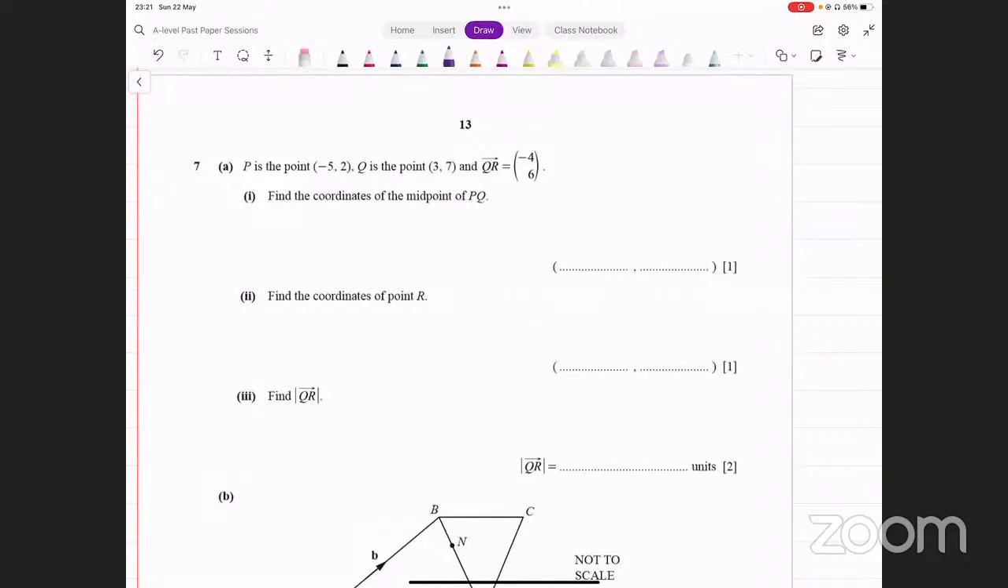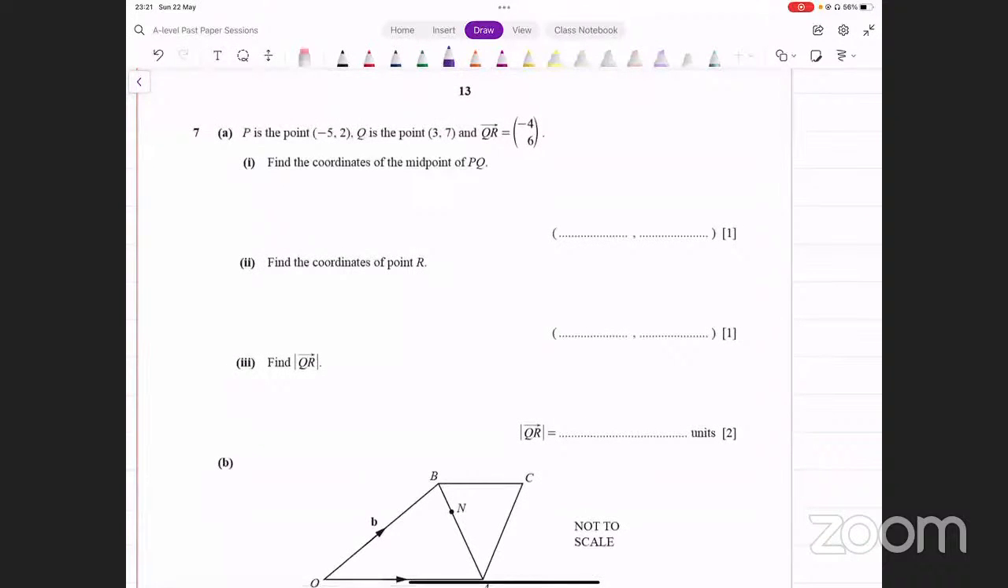Okay, so this looks like vectors. P is the point (-5, 2). Q is the point (3, 7). And the vector QR is (-4, 6). Find the coordinates of the midpoint of PQ. That's the first thing that you've got to do.